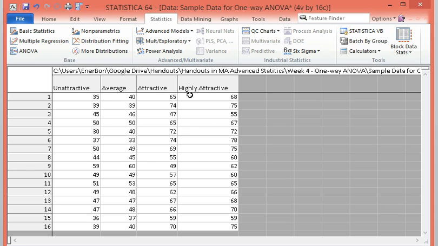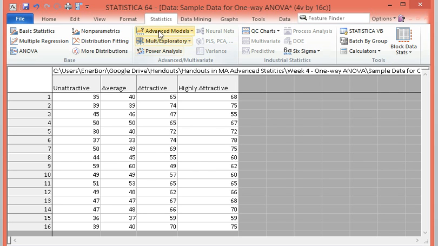With that, what we are trying to do is compare whether the average perception of social desirability for those who are unattractive, those who are average in terms of attractiveness, those who are attractive, and those who are highly attractive, is there a significant difference in at least 2 means among those 4 means. So in order to do that, we have to perform one-way analysis of variance for repeated measures design.